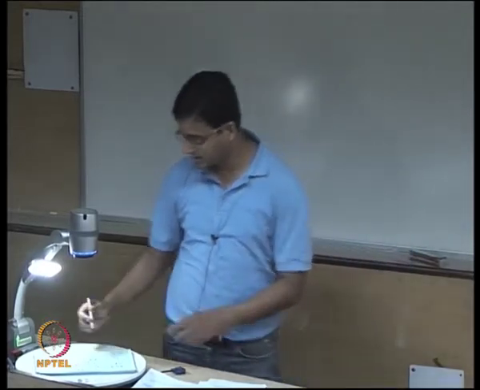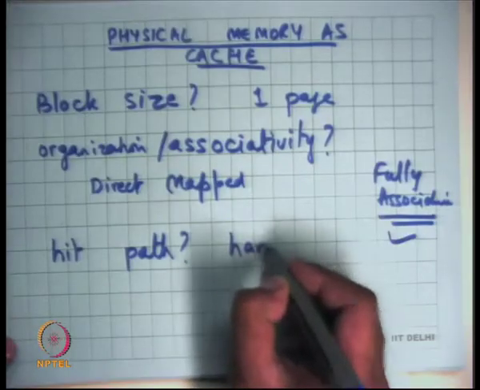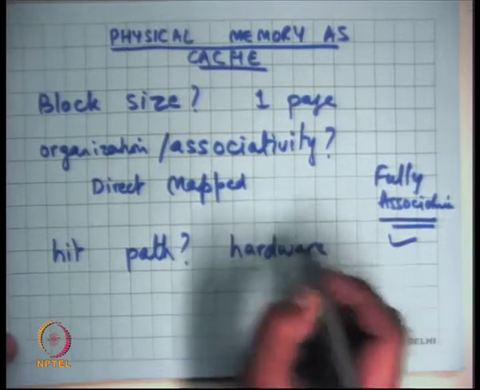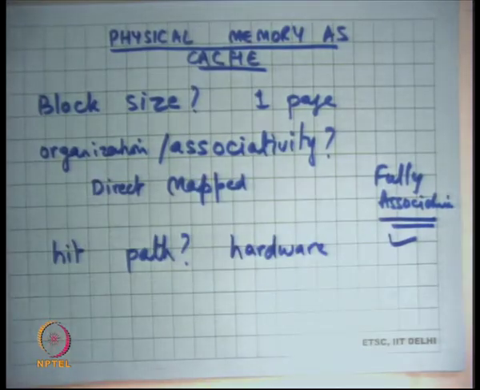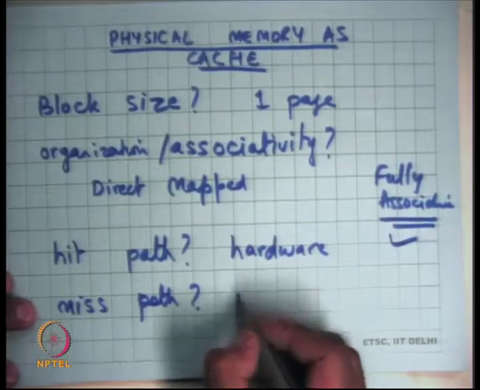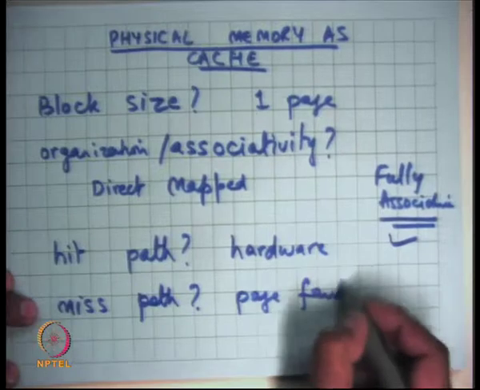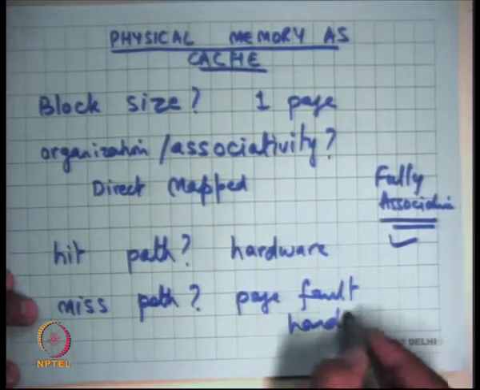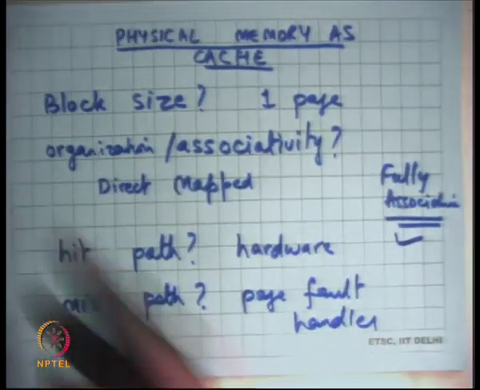So the hit path is completely implemented in hardware, and the miss path will require software involvement because it will require the execution of the exception handler. What's the miss path? Well, the miss path is a page fault. And this is much slower.